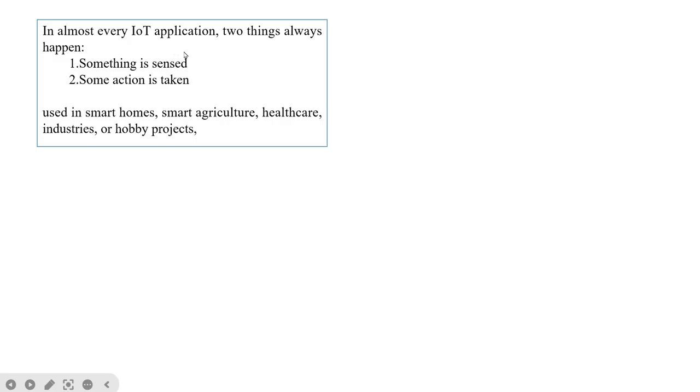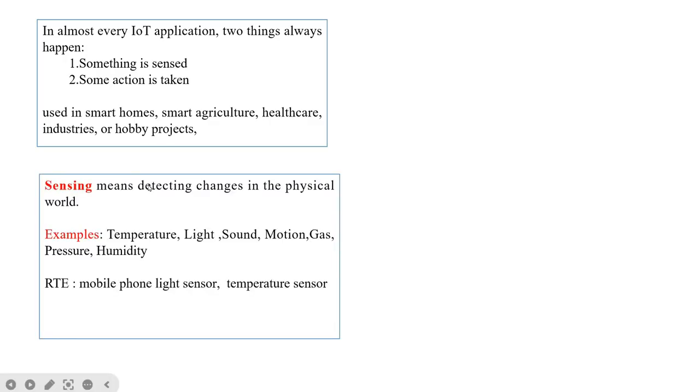As you all know, in almost every IoT application, two things always happen. The first is that something is sensed, and the second is that some action is taken on the data which is being sensed. This is why sensing is the first step and actuation, that is taking some action, is the final step. Whether it is smart homes, smart agriculture, healthcare, industries or hobby projects, sensing and actuation are the backbone of IoT systems. Next we'll see what sensing is.